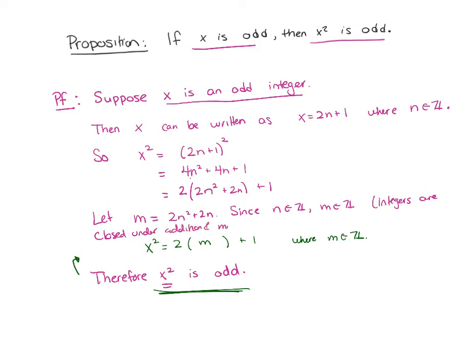and multiplication. So if I start with an integer, I multiply it by 2, I square it, I multiply that by 2, I add them together, I still get an integer. So then this x squared is equal to 2 times some m plus 1, where m is in Z. Therefore, we conclude that x squared is odd.